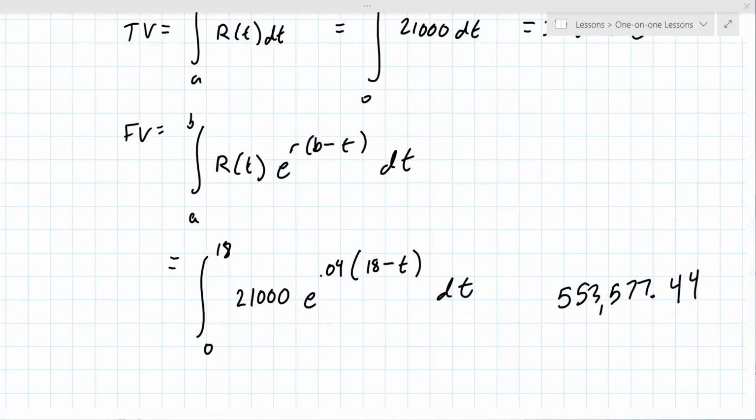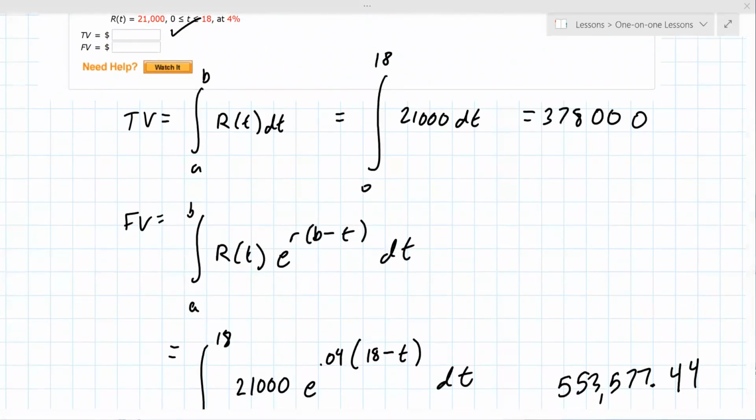So that's kind of an interesting number because it's way more than the previous one. Previous one was, if I scroll up here, 378,000. That's the effect of the compound interest over each year. Round your answer to the nearest cent. Okay, I'm submitting that. Yay, I like that.